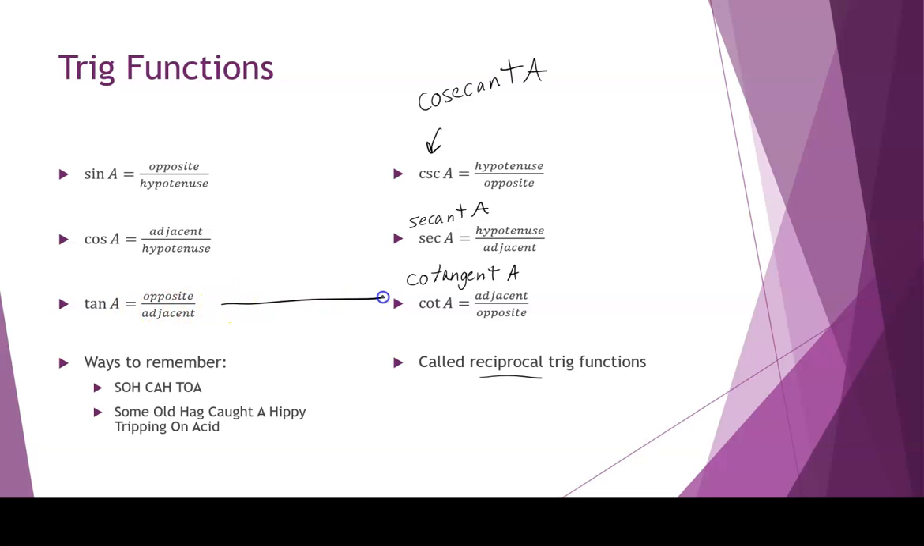I remember that tangent and cotangent are related because the name is so similar. But otherwise, for remembering that sine goes to cosecant and cosine goes to secant, I remember that whatever starts with a co doesn't end up with a co, and vice versa.